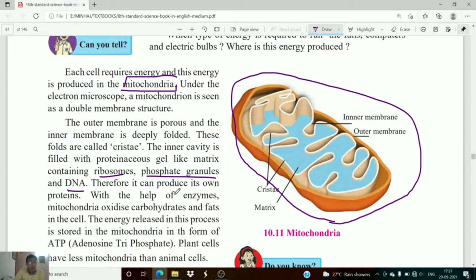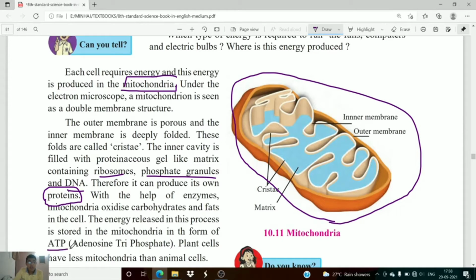Therefore, it can produce its own proteins. Mitochondria are capable of producing their own proteins. With the help of enzymes, mitochondria oxidize carbohydrates and fats in the cell. The energy released in this process is stored in the mitochondria in the form of ATP.